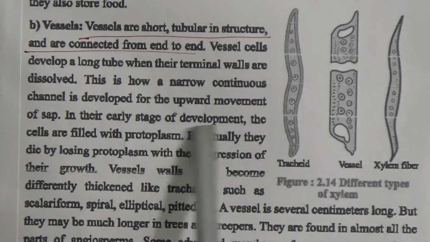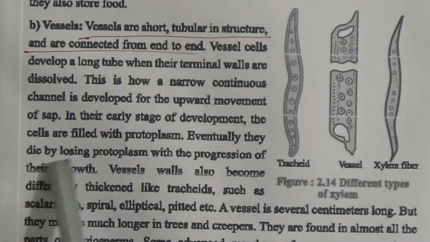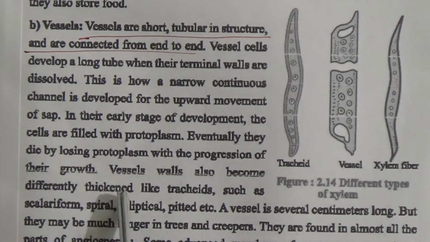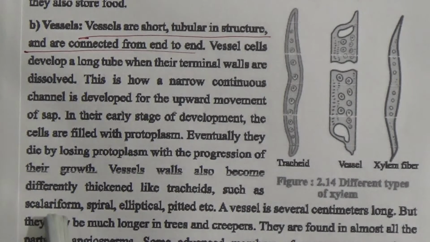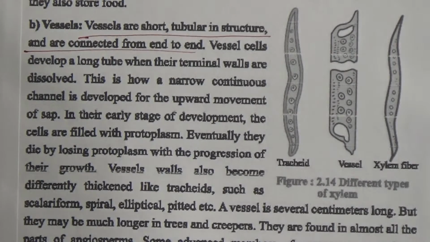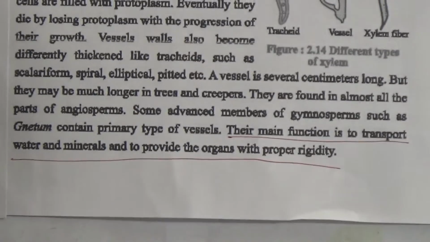In their early stages of development, the cells are filled with protoplasm. Eventually, they die by losing protoplasm as they grow. Vessel walls also become differently thickened like tracheids, such as scalariform, spiral, annular, pitted, etc. Their main function is to transport water and minerals and to provide the organs with proper rigidity.